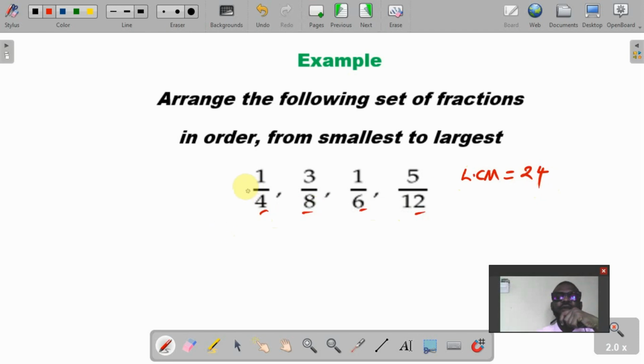Now, we take the numbers one after the other. How do we achieve 24 from 4? What number will multiply 4 to give us 24? That number is 6. So we are going to multiply both the numerator and denominator by 6 here. So we now have 6 over 24. We do the same thing here. What number are we going to multiply 8 by in order to get 24? That number is 3. So we multiply both the denominator and numerator by 3. So I will now have here 9 over 24.